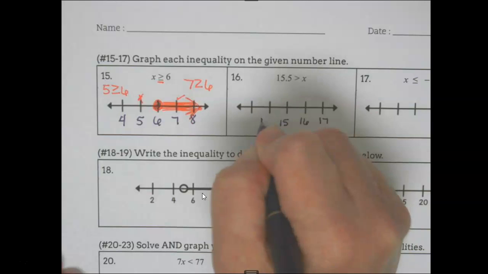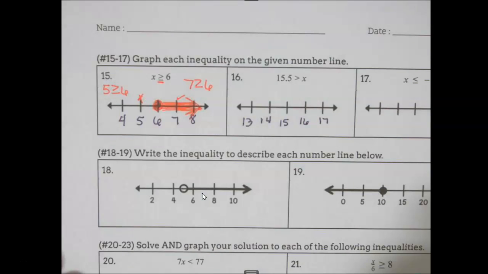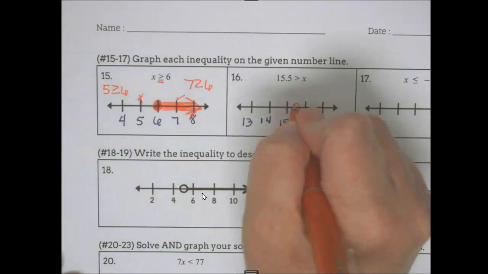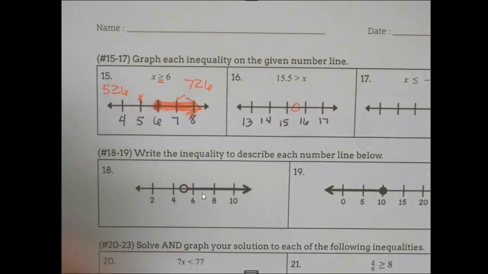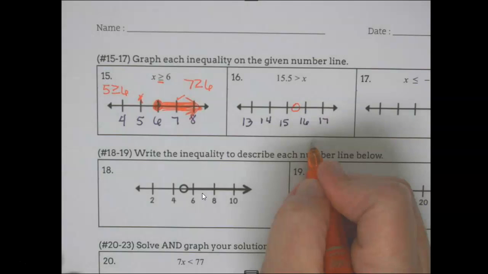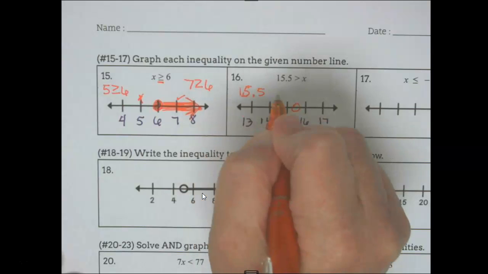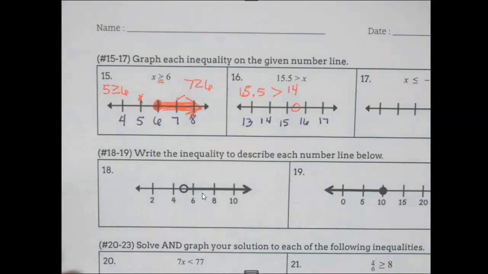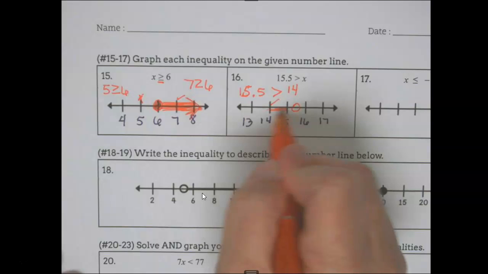I'm going to label my number line. 15.5, that is right in the middle of 15 and 16, and it's going to be an open circle, because 15.5 is not included. So, 15.5 greater than 14. That is true. So I am going to shade in this side.